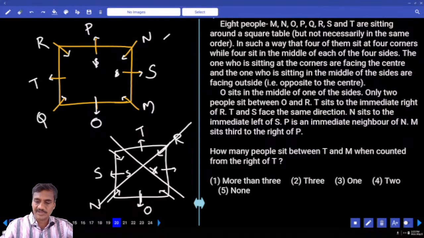Then 20. How many people sit between T and M when counted from the right of T? Right of T, between T and M, there are 4 people, R, P, and S. And more than 3, choice 1, 20.